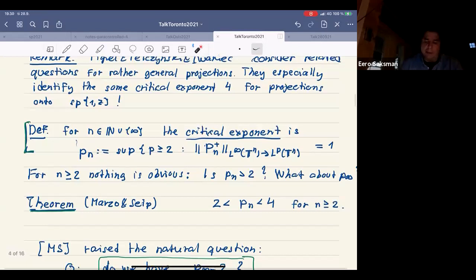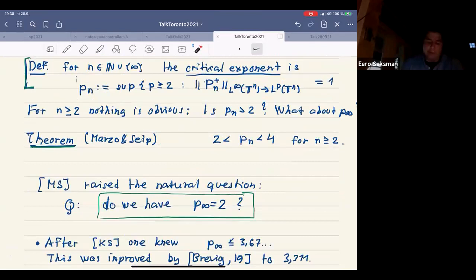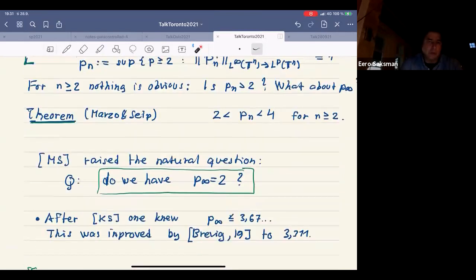But the real question for many, so is P infinity equal to 2 or not? From L infinity, you are always contracted to L2, but in infinite dimensions, can you be contracted to a higher exponent than 2? And this turned out to be not so trivial.